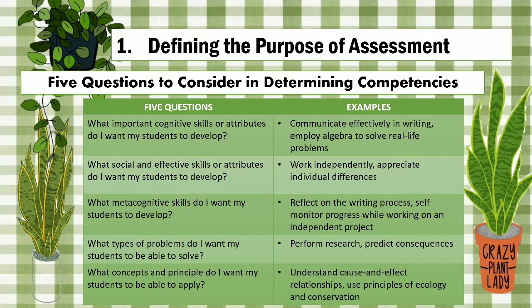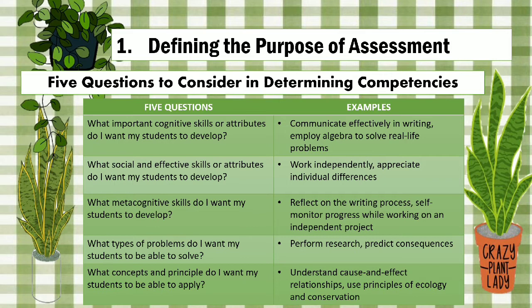Here are the 5 questions to consider in determining competencies. The 5 questions: first, what important cognitive skills or attributes do I want my students to develop? So here's an example. Communicate effectively in writing. Employ algebra to solve real-life problems.